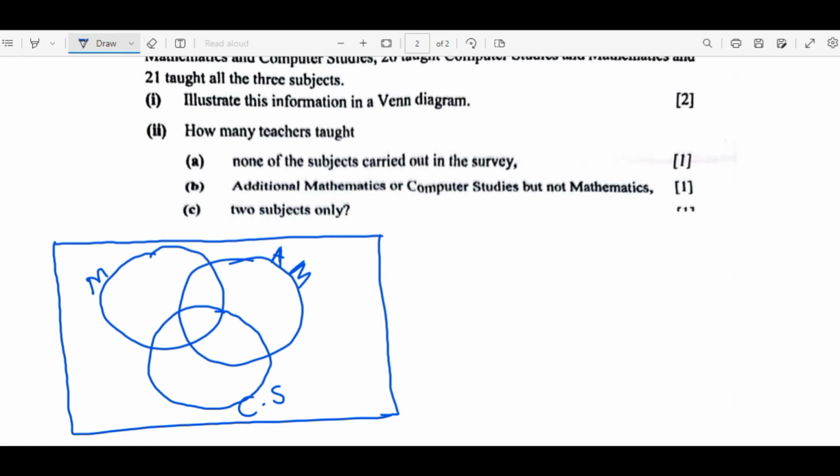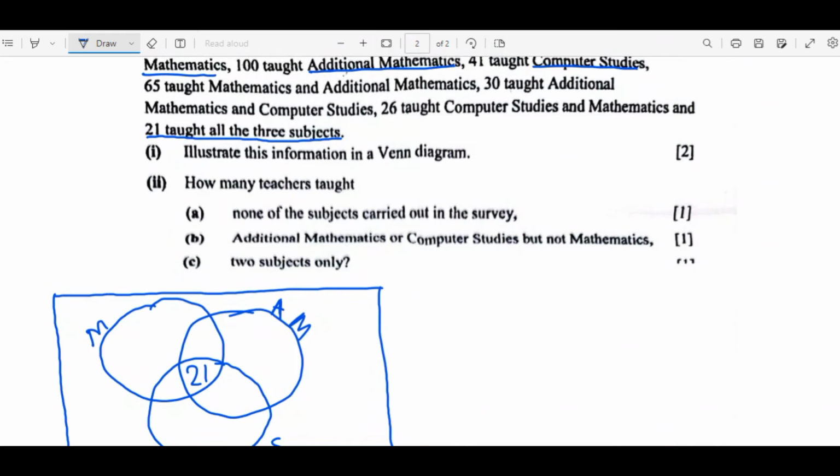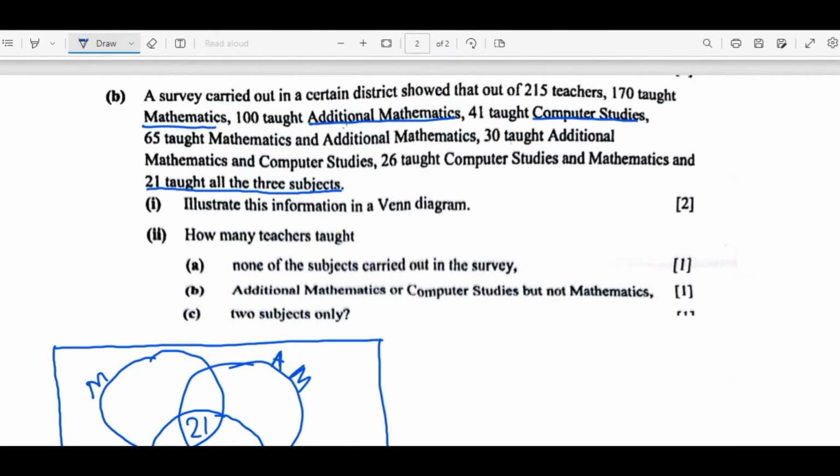So you look at this one, 21 taught all the 3 subjects. So 21, they taught mathematics, the same teachers taught ADMA, the same taught computer studies. So 21 must be written here. That is your first step. Now, after you are done putting those that did the 3, you need to look at those that did 2 subjects.